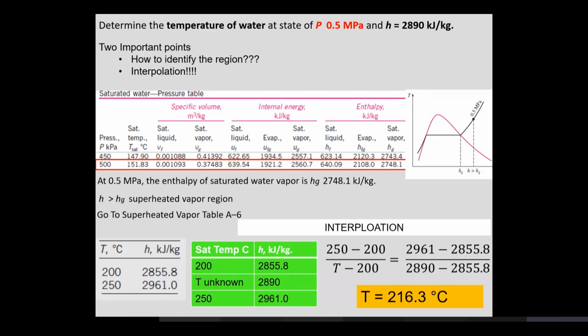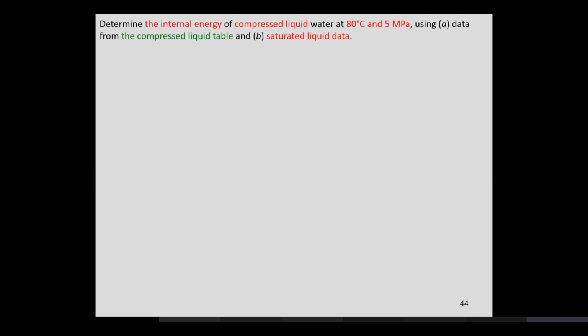Moving on, we have another example. Again, in this case, we have been given the region. We have been asked to find out the internal energy of compressed liquid. So we know the region at 80 degrees centigrade and 5 megapascal. Number one, using the compressed liquid table, and number two, the saturated liquid data. Part B is the approximation that we learned.